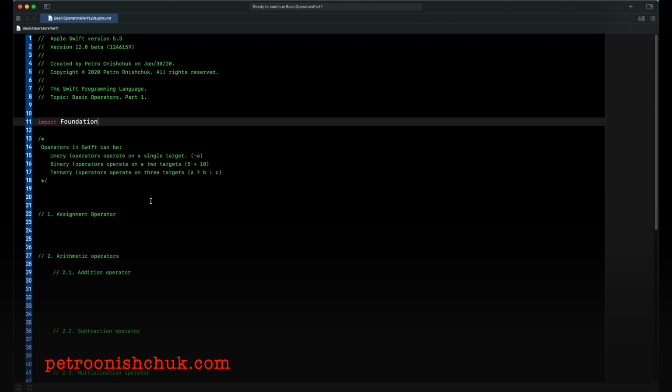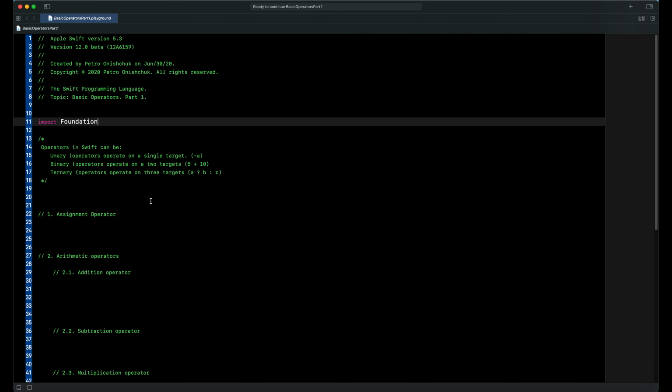An operator is a symbol or phrase that you can use to check, change, or combine values. The values that operators affect are operands. In Swift, operators can be unary, binary, or ternary. Let's see a couple of categories of operators.